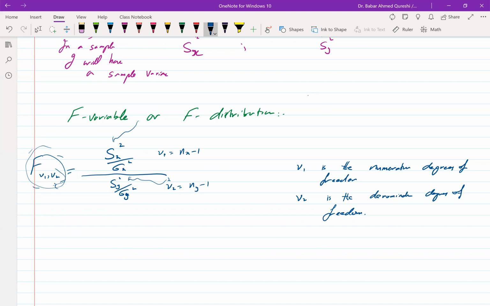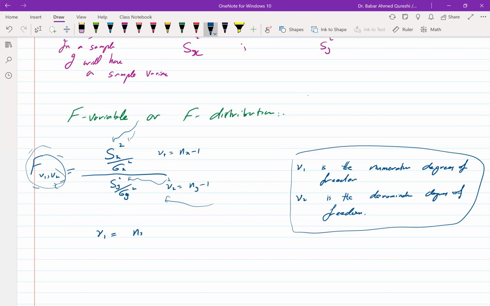And as I have written, nu1 is the degrees of freedom associated with the top variable, the numerator, and nu2 is the one with the denominator. And just like in the chi-square case, nu1 is equal to nx minus 1, and nu2 is ny minus 1, where this is the sample size from x, and this is the sample size from y.